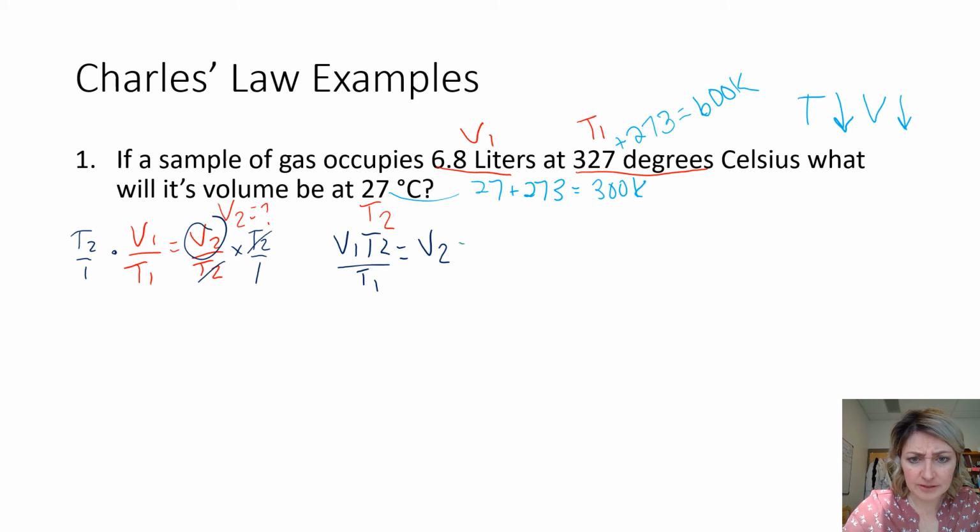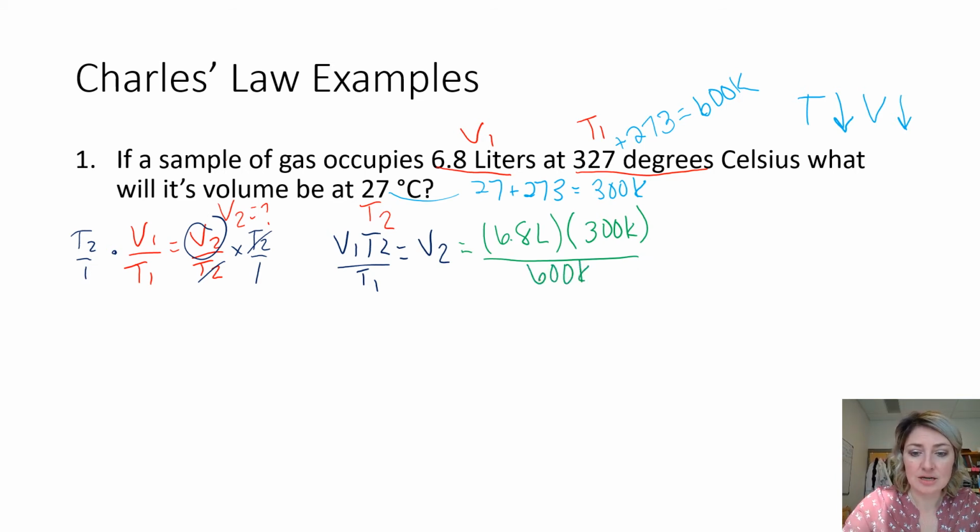All right, so filling in, V1 is 6.8 liters times T2, which is 300 Kelvin, divided by T1, which is 600 Kelvin. I see that my Kelvins cancel, leaving me with liters, which is what I would expect for a volume calculation. So we multiply across the top, or divide by the bottom, and it looks like we're going to be working with 2 sig figs.